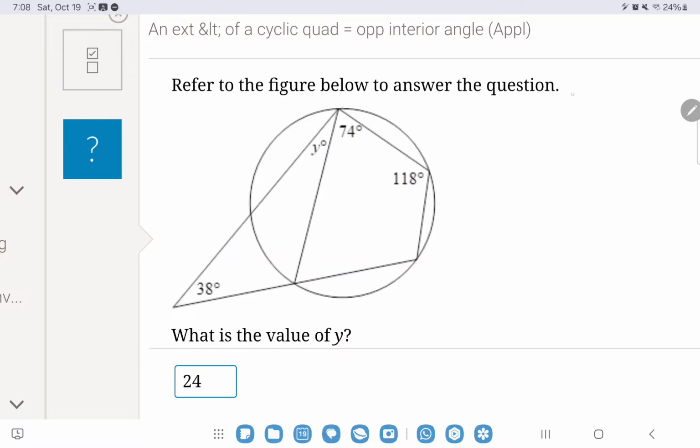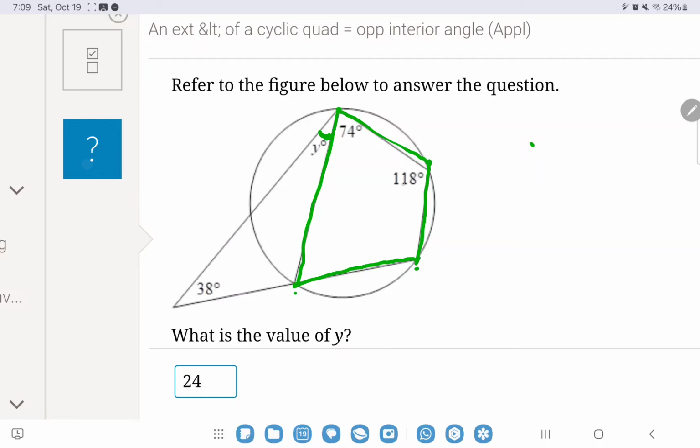Wait, let me make the pen a bit smaller. So they want y, this angle over here. To find y, here's what you have to do. We could see that this is a cyclic quadrilateral, which is a quadrilateral that touches the circle at 4 different points. All 4 points have to be touching the circle.